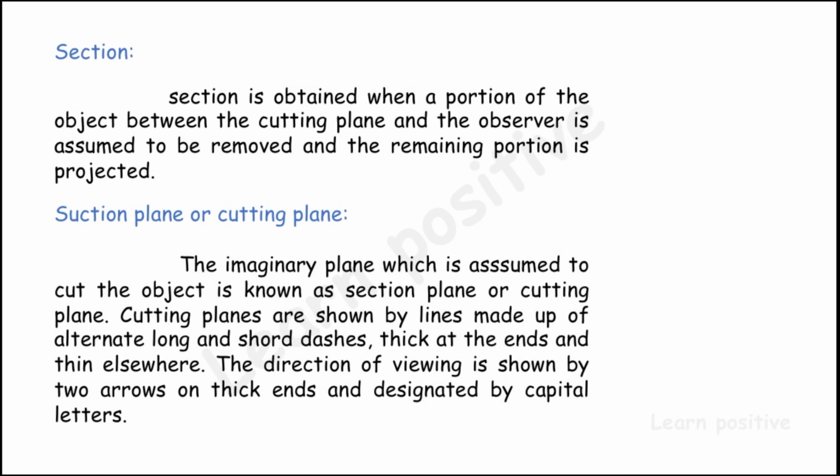The cutting plane dashes are thick at the ends and thin elsewhere. The direction of the view is shown by two arrows on the thick ends and designated by capital letters. So the section plane or cutting plane is described like that.